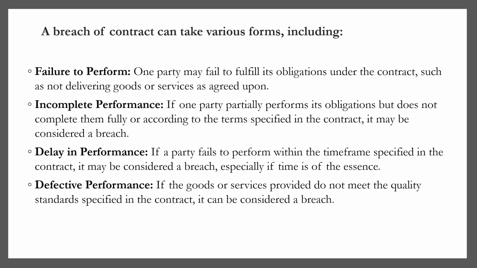Breach of contract can take various forms, including failure to perform, incomplete performance, delay in performance, and defective performance. In failure to perform, one party may fail to fulfill its obligations under the contract, such as not delivering goods or services as agreed upon. The next is incomplete performance. If one party partially performs its obligations but does not complete them fully or according to the terms specified in the contract, it may be considered a breach.